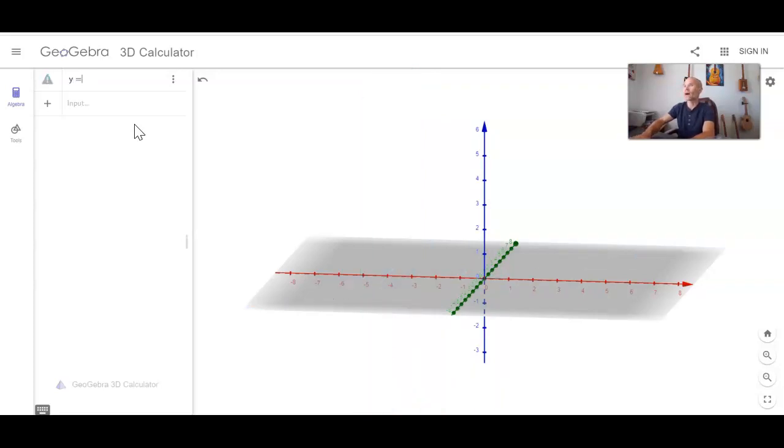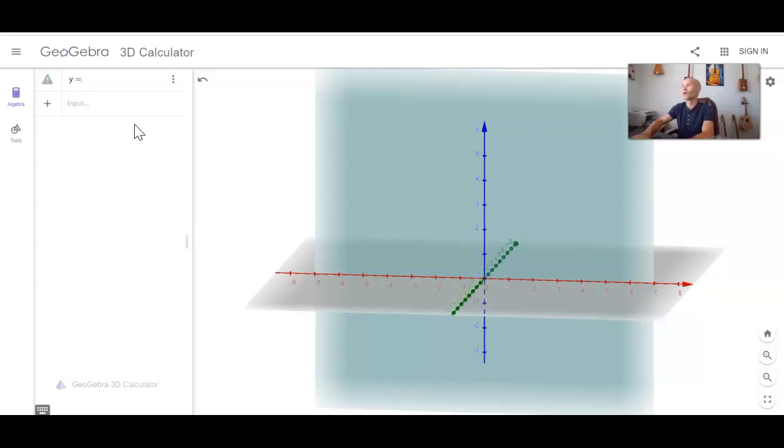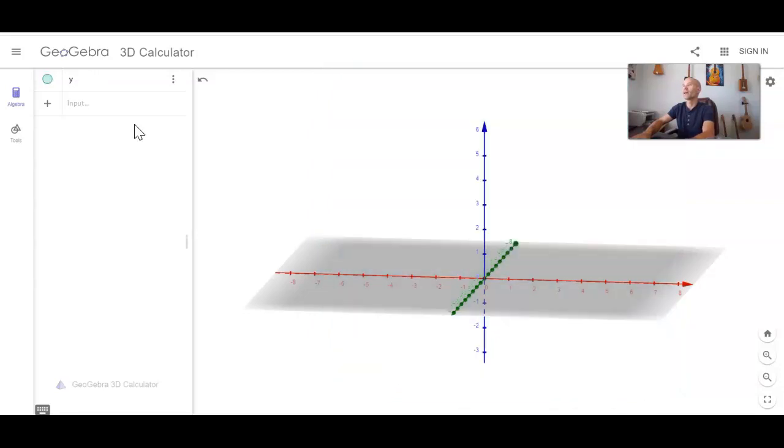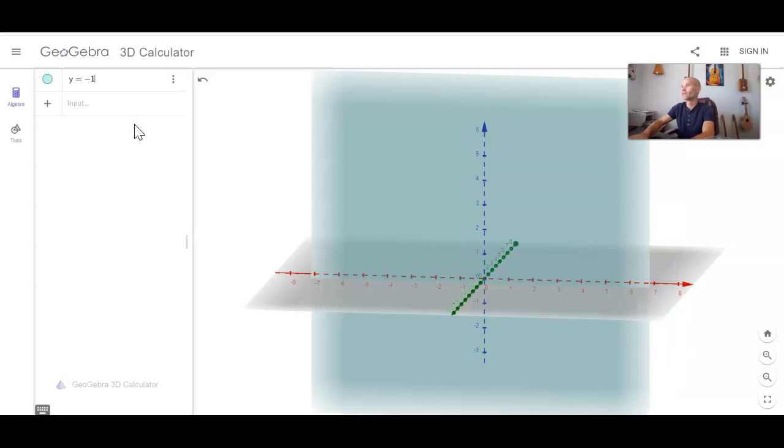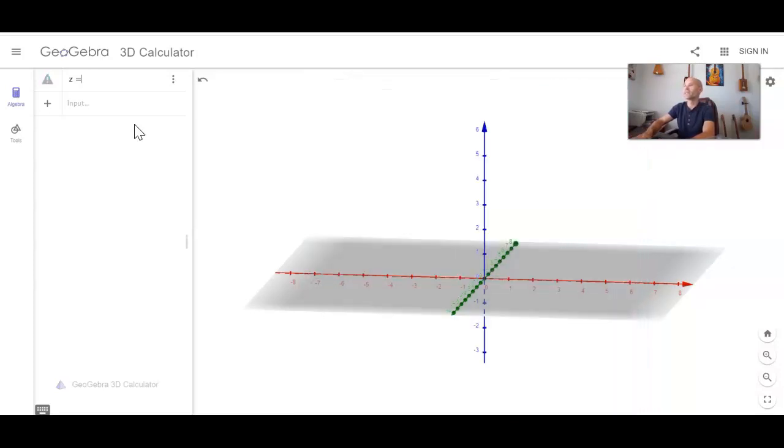Do the same thing for y equals 0, y equals 1, y equals 2, 3, 4, 5, 6. Could even go negative 1, negative 2, negative 3, negative 4, negative 5, and so on. Z, same thing. We could do z equals 0, in which case that is the xy plane. Z equals 1, z equals 2, z equals 3, negative 1. Now we're below the water level, negative 2, negative 3, and so on.